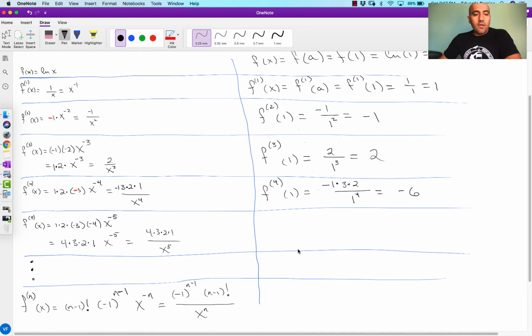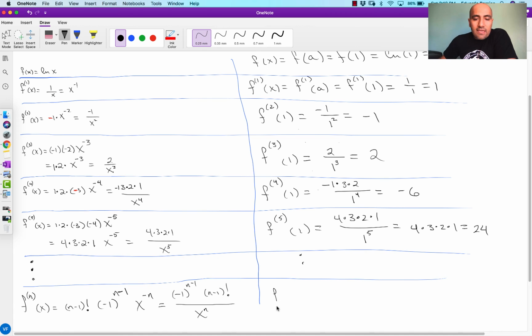Okay, so the fifth derivative evaluated at 1 is equal to 4 times 3 times 2 times 1 all over 1 to the 5th power, which equals 4 times 3 times 2 times 1, which equals 24. Okay, and so we have our pattern.